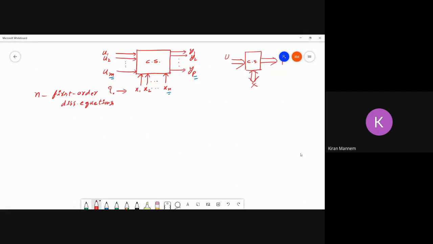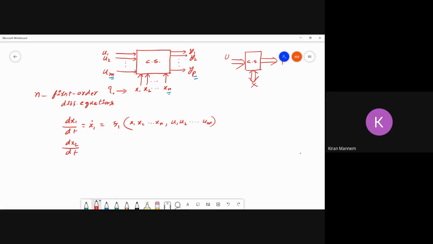So the first equation would be dx1 by dt, which can also be represented as x1 dot, recall this, which is equal to a function of x1, x2 till xn, comma, u1, u2 till um, right?